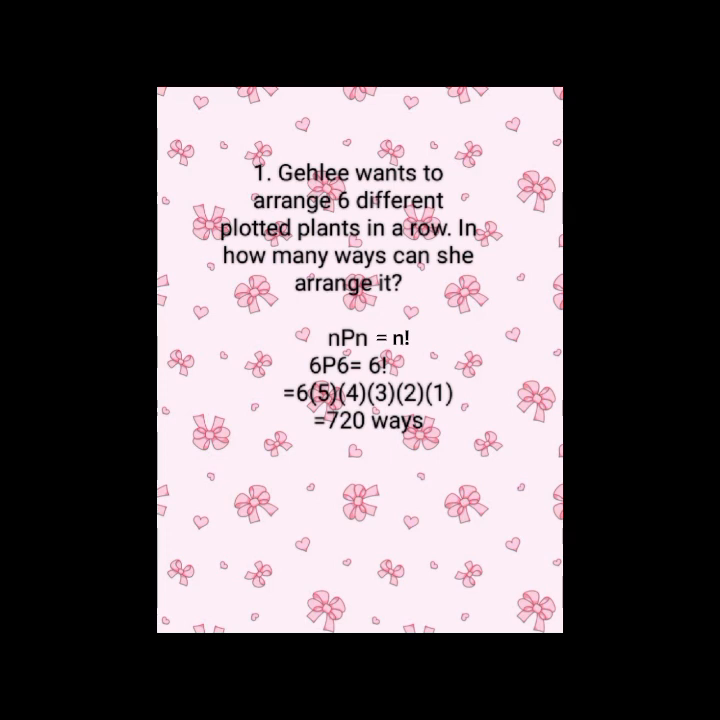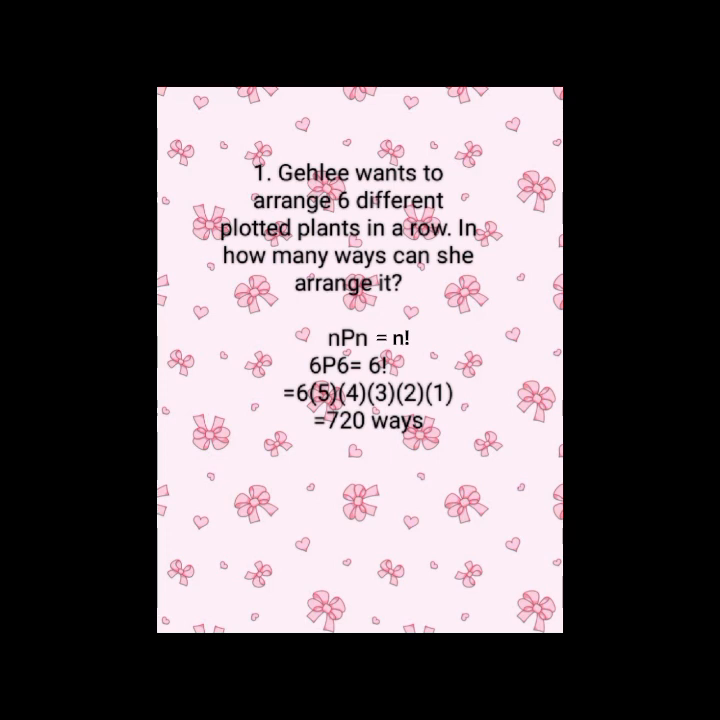So our first situational problem is: Jelly wants to arrange 6 different potted plants in a row. In how many ways can she arrange them? The formula that we are going to use is permutation of n taken n, that is equal to n factorial. So we have 6 different potted plants, and we have to use all the plants. So we have permutation of 6 taken 6. All potted plants are included, therefore P of 6 taken 6 is 6 factorial.